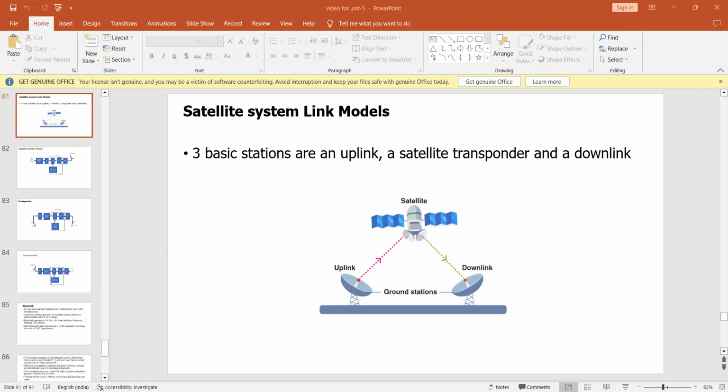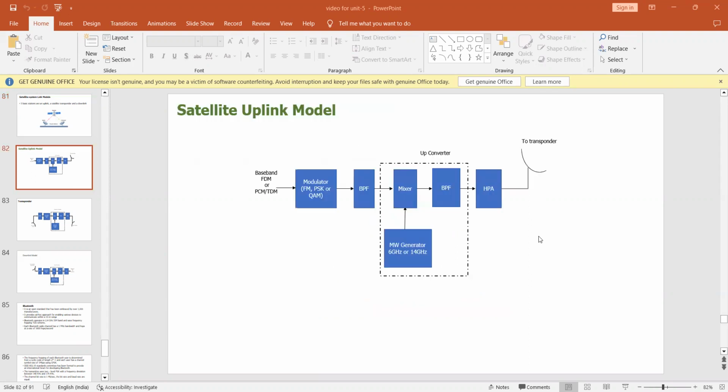The entire satellite communication is divided into three major parts. The first one is uplink, satellite transponder, and downlink. These three stations play an important key role in satellite communication. What is meant by the satellite uplink model?